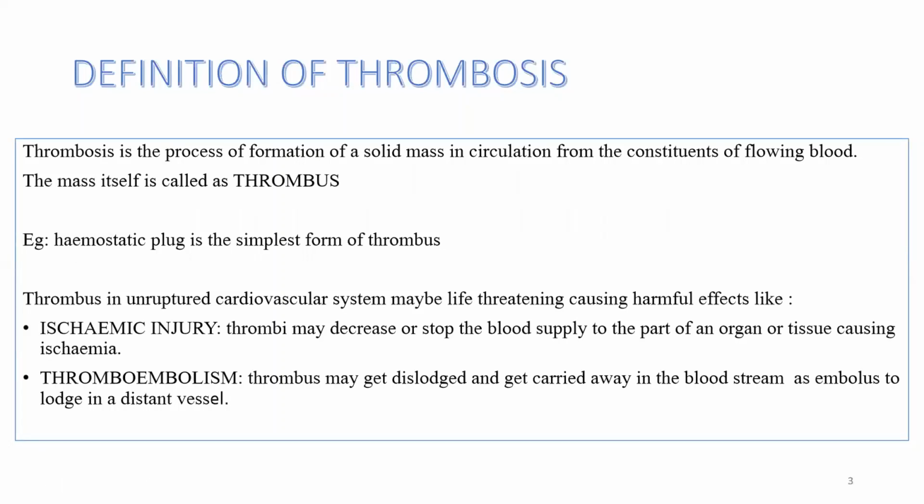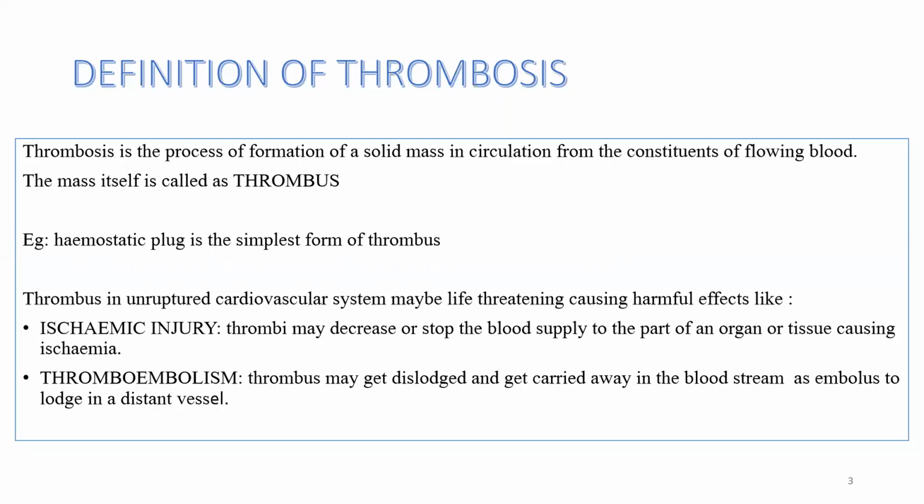The definition of thrombosis: thrombosis is the process of formation of a solid mass in circulation from the constituents of flowing blood. So it is a mass which is formed by the constituents of flowing blood, and this mass itself is called a thrombus. For example, we can take a hemostatic plug, which is usually formed during a cut. So it is the simplest form of thrombus.